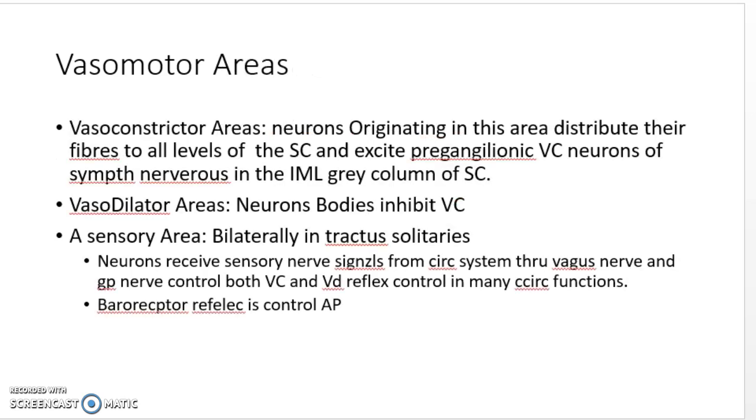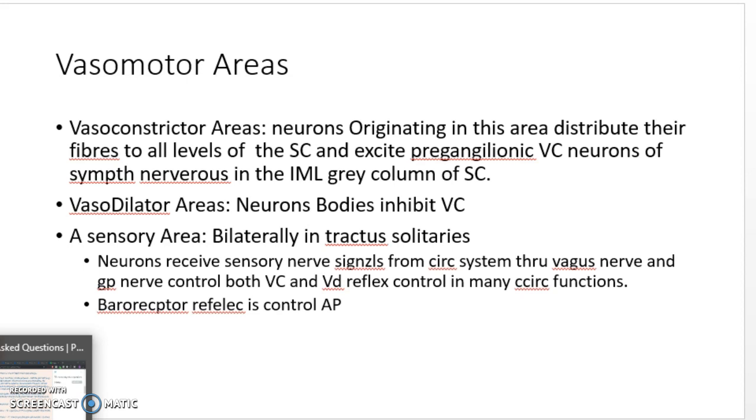Now the next topic I want to talk about is the vasomotor areas. We know that they're located bilaterally in the medulla and the lower thirds of the pons, but what is their function? First of all, they can be divided into three areas. One is called the sensory area, the second is the parasympathetic, and the third one is the sympathetic. So first of all, I want to talk about the sympathetic.